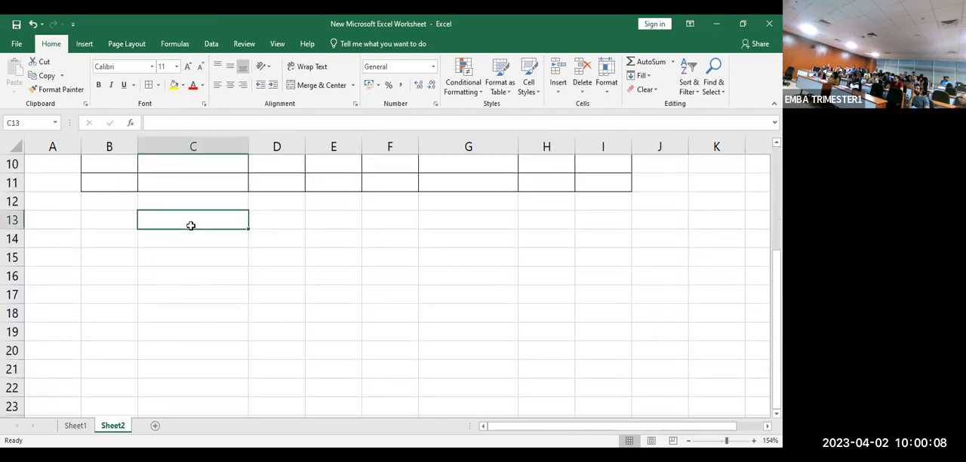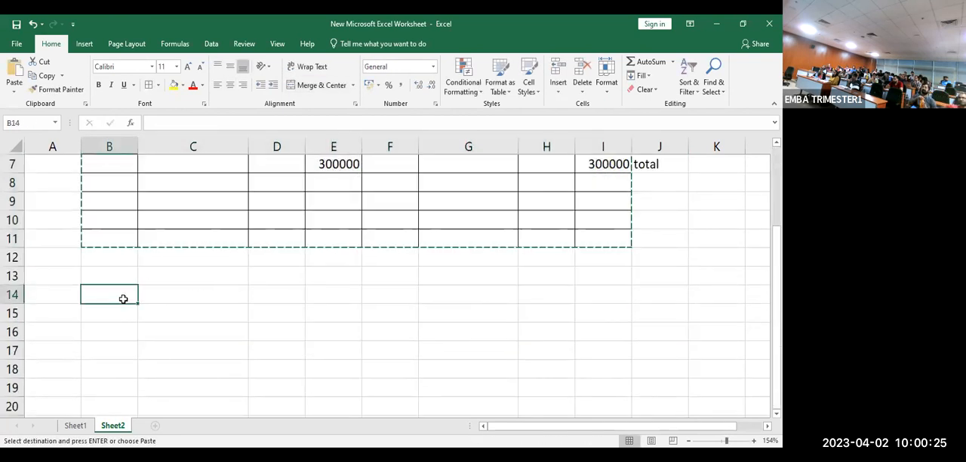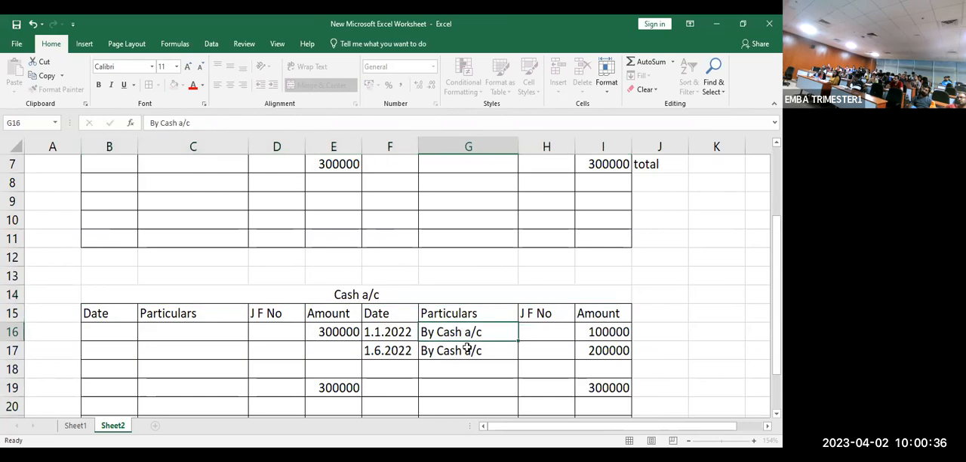Second aspect means, yes, two accounts are affected. So in the cash account, you have to write this again. Another one is the cash account. In the cash account, you will write the other aspect. Here it will be the cash account.